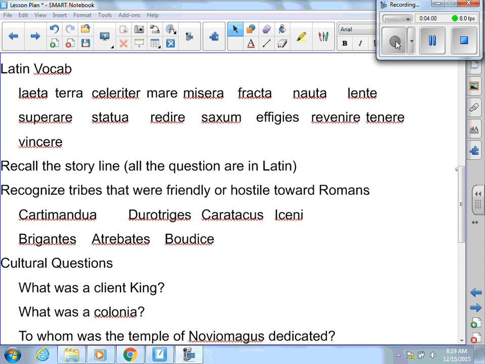The Caratacus were also not friendly to the Romans, nor were the Iceni. The Brigantes, they were friendly to the Romans, as were the Atrebates. The Boudica were not. So I would reread that section, that cultural section in your book that has to do with friends and foes, to kind of familiarize yourself with that story.